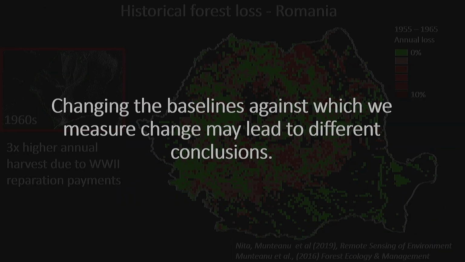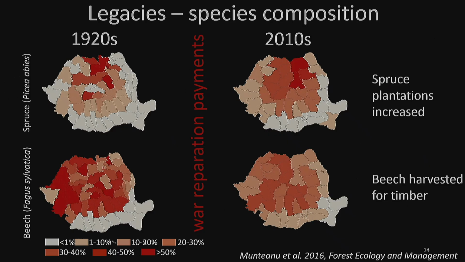But the point that I want to make with these two examples, both the Romania one and the Tibetan one, is that changing the baselines against which we measure our changes may lead to actually very different conclusions. So we need to be very careful about how we pick those points in time. Unfortunately, oftentimes these are just very much data-driven or preference-driven. And just a note of caution.